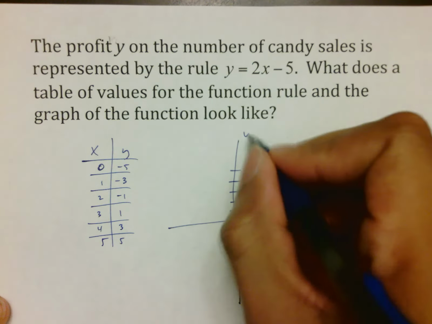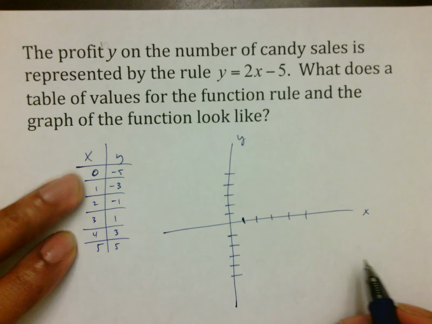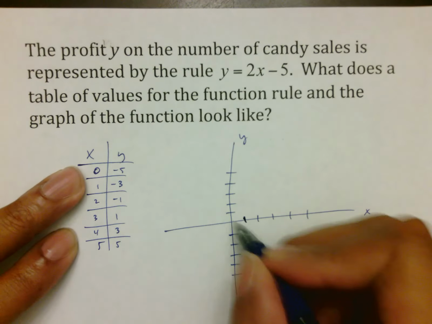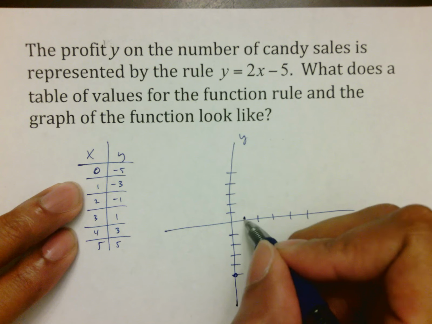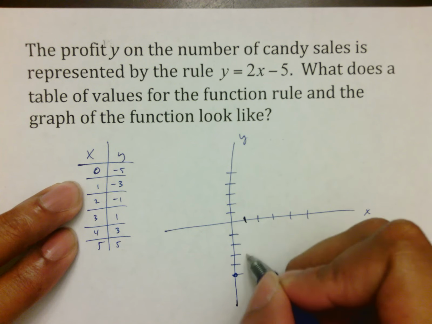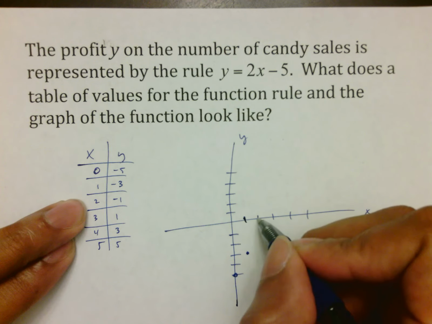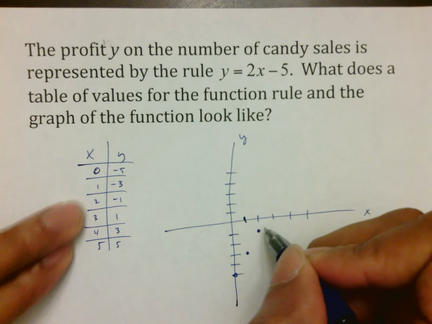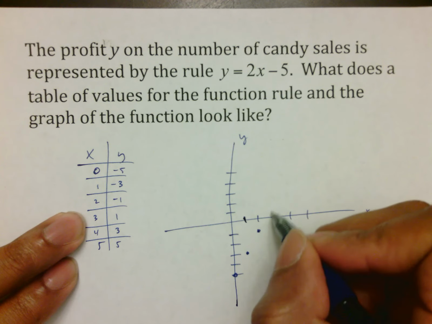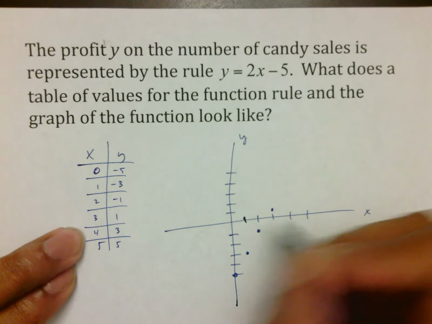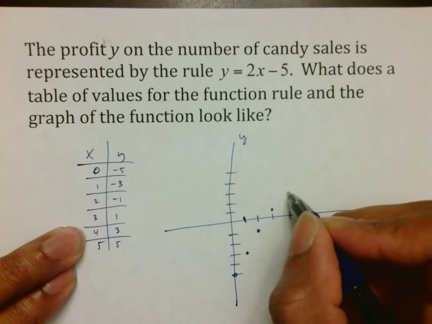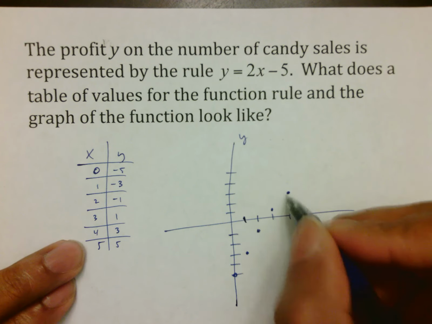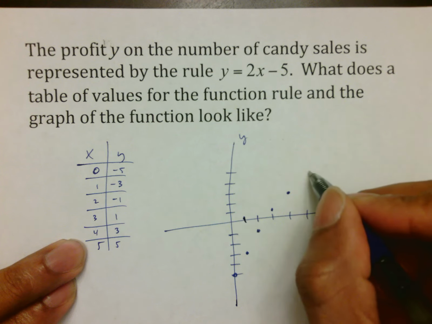Again, that's my x-axis, that's my y-axis. 0, negative 5 means don't go left or right, but do go 5 down. 1, negative 3 means go over 1 and down 3. 2, negative 1 means go over 2, down 1. 3, 1 means go over 3 and up 1. 4, 3 means go over 4 and up 3, which I think is about here. And then 5, 5 is somewhere around here.